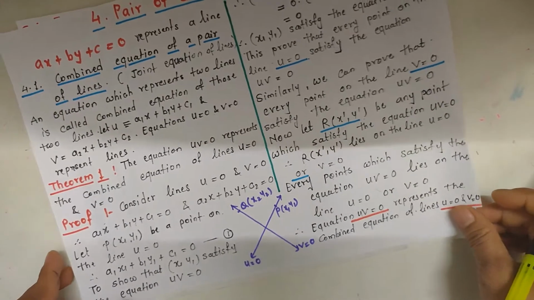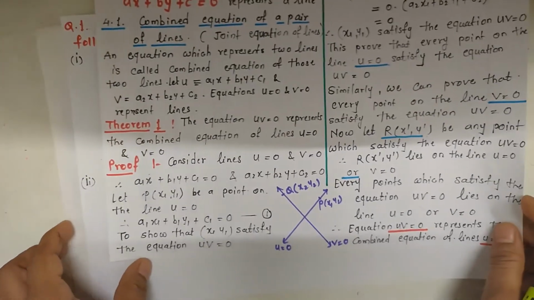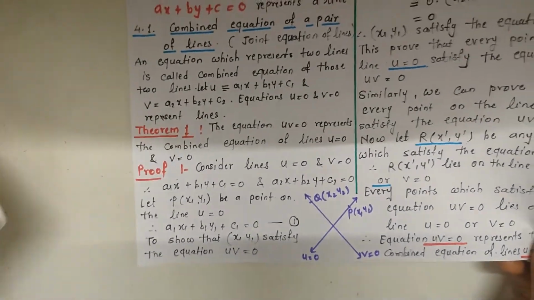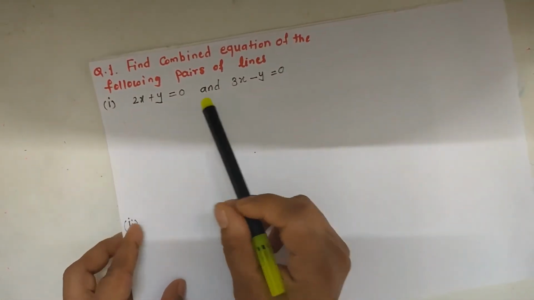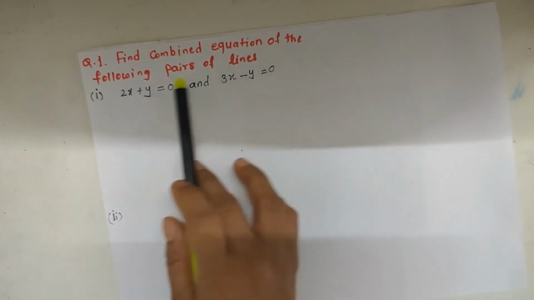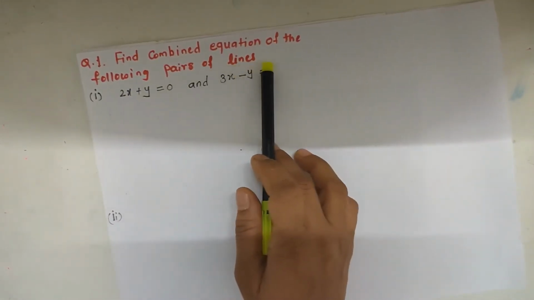Okay. Now let us see some examples on this combined equation of pair of lines. So the first example: find the combined equation of the following pairs of lines.